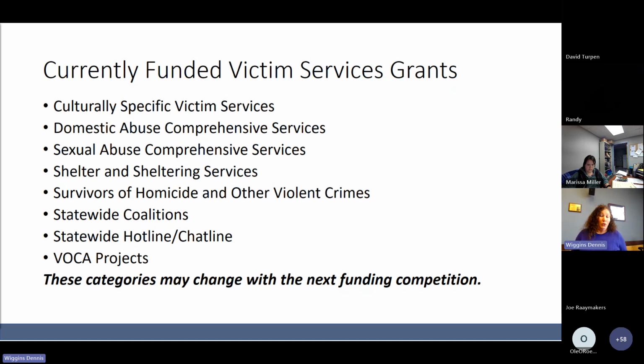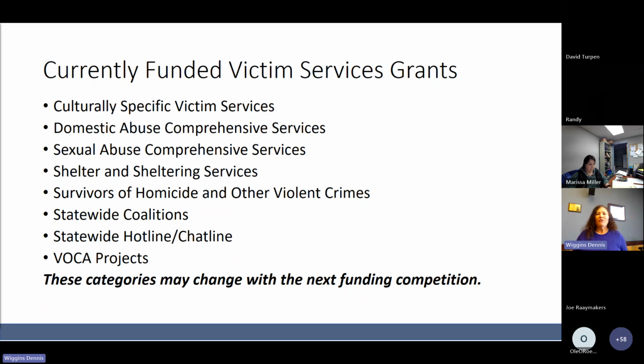We have two coalitions that we fund, the Iowa Coalition Against Domestic Violence and the Iowa Coalition Against Sexual Assault. They provide training and technical assistance to the member programs, which are all of these that we also fund. And then we fund the statewide hotline and chat line that's actually out of Sioux Center, Iowa.